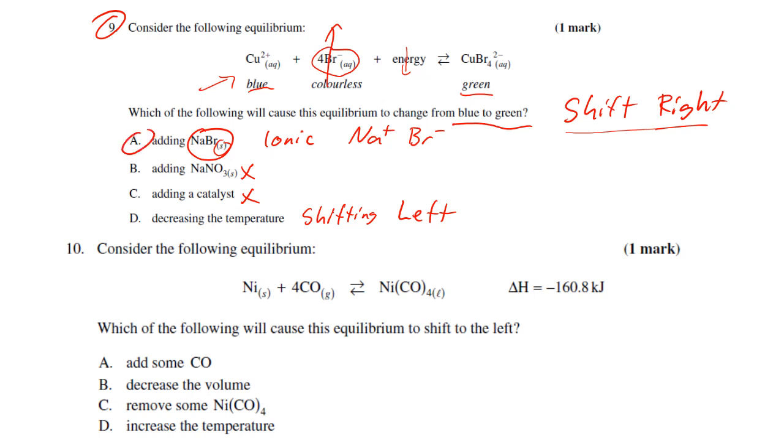Okay, consider the following equilibrium. We have nickel plus carbon monoxide makes NiCO4. Which of the following will cause the equilibrium to shift to the left? We have some energy right here. This is going to be an exothermic reaction, and me personally, I like it when my energy is in the equation. Since I know that negative change in enthalpy means exothermic, that means we're going to have energy right here. So adding some carbon monoxide will make it shift right.